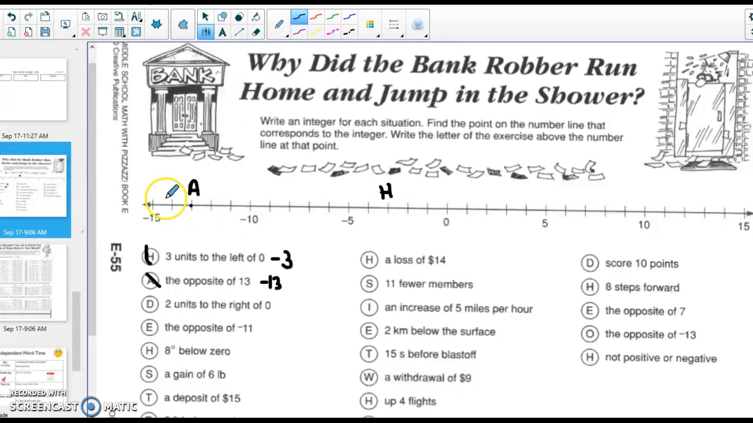And you continue through the worksheet. I would like you to write your answer and write the letter above the number line. It will spell out a puzzle.